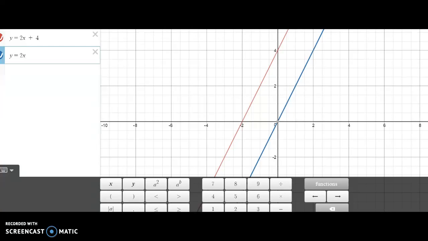I'm a little bit pressed for time, so I'm going to go through this video quickly, but I'm also going to go over this in class, which is we're going to start learning about parallel and perpendicular lines.